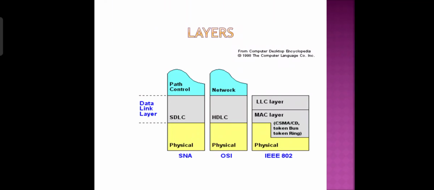This is the layer of media access control. It consists of the physical layer, MAC layer and logical link control layer. Okay, now we will see the working of the media access protocol with the help of this flow chart.